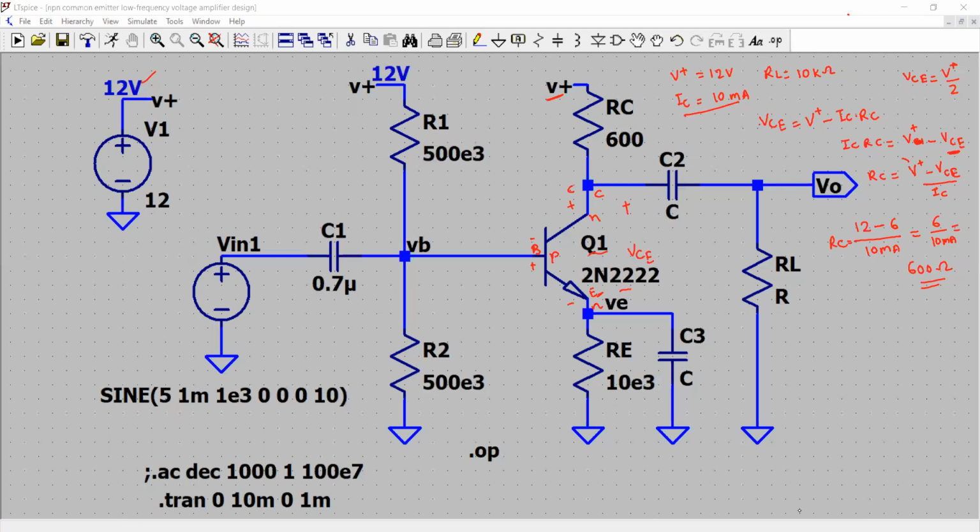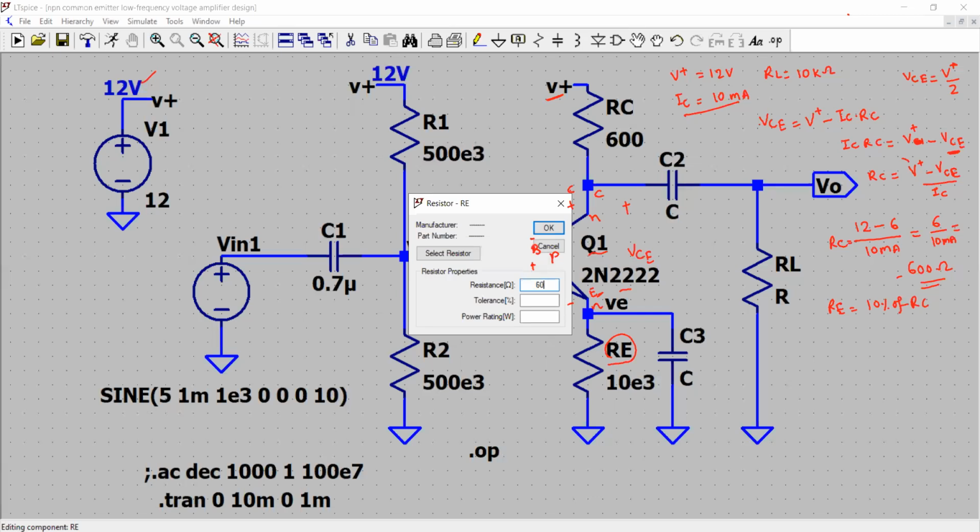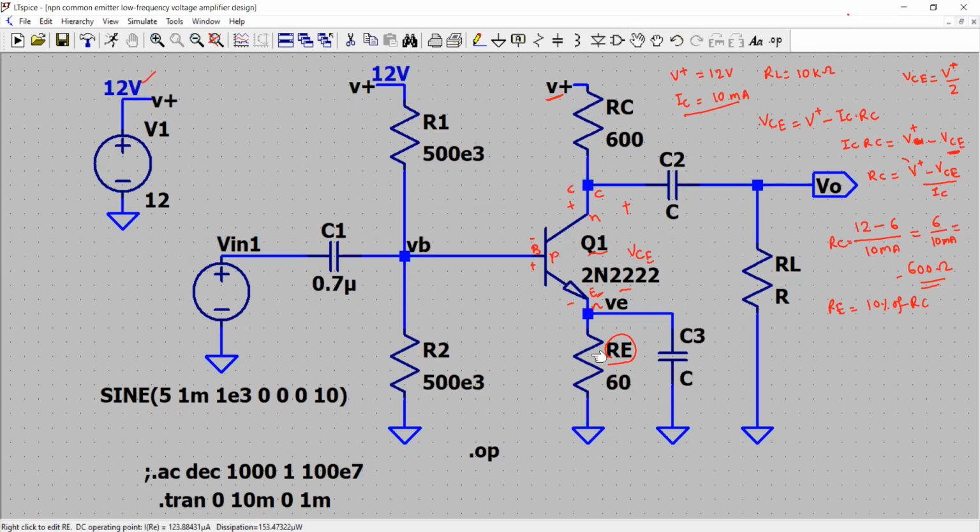So the next task is to decide the value of resistor RE. Generally RE is chosen to be about 10% of RC. RC is 600 ohm, so the value of your resistance RE will be 60 ohm, right? So we'll choose that. Let me do that. Here we'll right click and put the value 60 ohm.